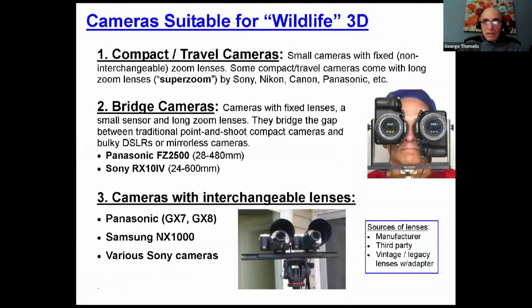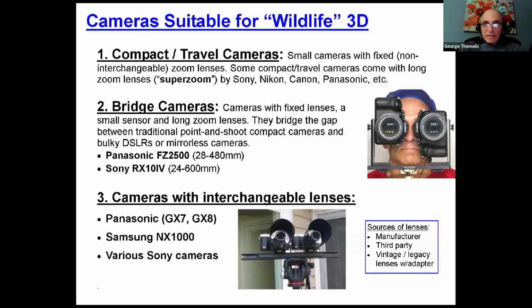Anyway, let's say you decide to go this route and find two cameras with long focal length lenses. There are basically three choices. The smallest one is compact travel cameras, which are small cameras. You cannot change the lens. They have a smaller sensor. Some of them have very long zoom lenses and they're called super zoom. If you Google super zoom travel cameras, you will see that basically almost every company offers one of those.